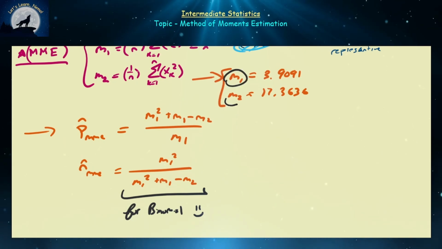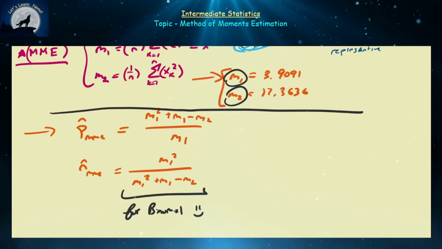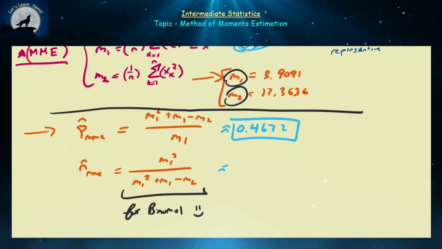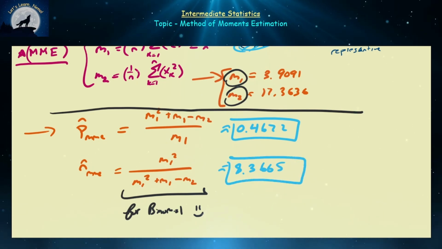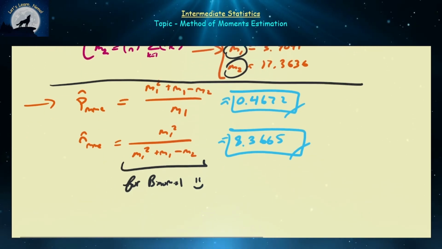So using our values of m1 and m2 and substituting into our relations, you can find that the MME estimate for p hat given this particular sample will be approximately equal to 0.4672, and n hat will be approximately equal to 8.3665. So, based upon MME estimation theory, we have evidence to believe that the probability of success for each of those trials was somewhere around 47%, and the number of trials that each of these individuals were allowed to play this game was somewhere between 8 and 9, leaning more towards 8.